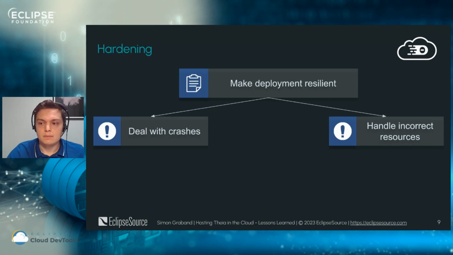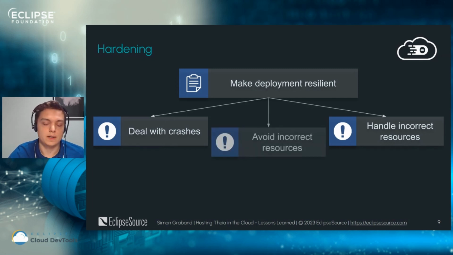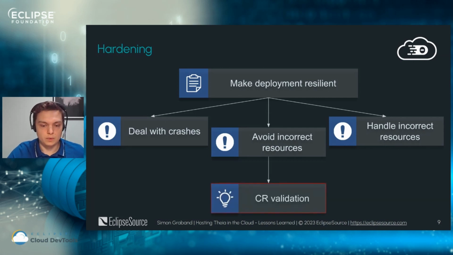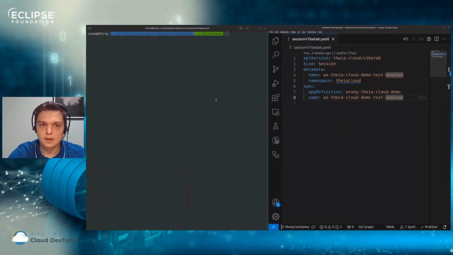One thing to mitigate this might be to handle having incorrect resources on the cluster so that the operator knows, okay, if the image, for example, in an app definition is missing, I cannot handle this. But there's even a better way that you might find out only after a certain amount of time that you spend on it. And that is that you can actually avoid those resources being applied to the cluster in the first place. So you don't need to deal with them because they are never allowed to go onto the cluster. And this I can actually show you because in Theia Cloud, we are using custom resource validation. So let's switch over to the demo.